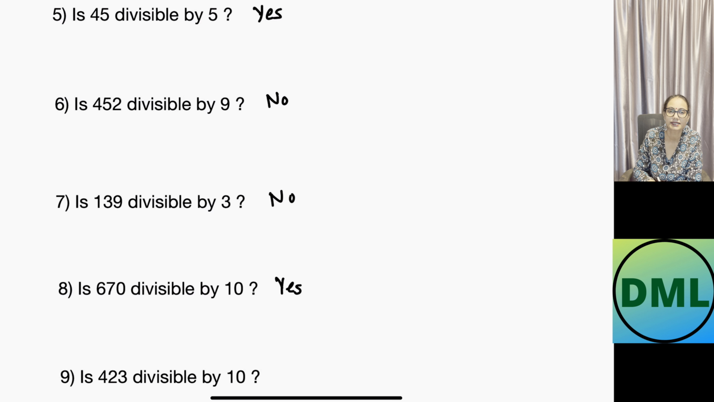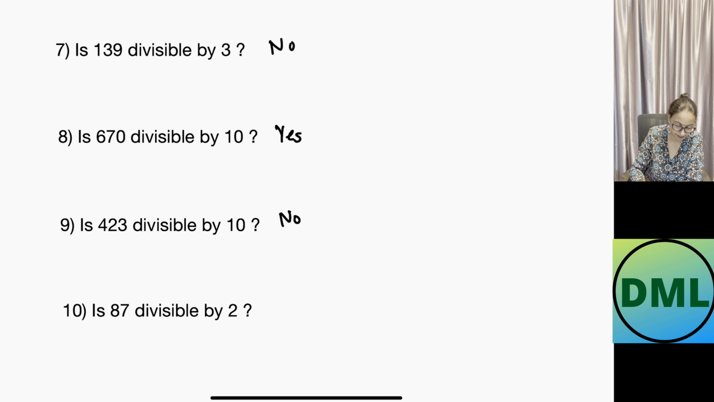Let's see the next example here. Is 423 divisible by 10? Let's look at the last digit, which is at the ones place. Ones place is 3. It is not 0. That means this number is not divisible by 10. My answer will be no here.